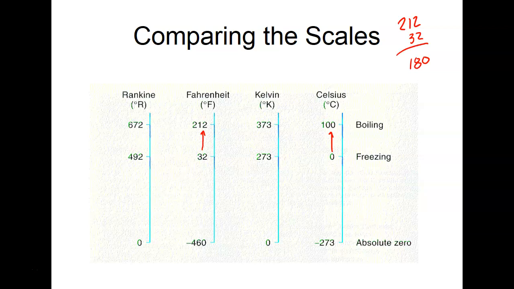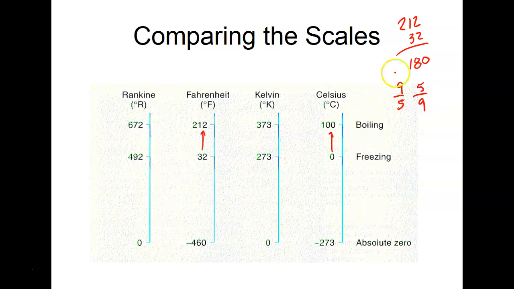So what we have to do, and the scale is for every 9 marks in our Fahrenheit scale, we have 5 marks in our Celsius scale. So it depends on what you're going to do. You're either going to use 9/5 or you're going to use 5/9. So which way would you do?